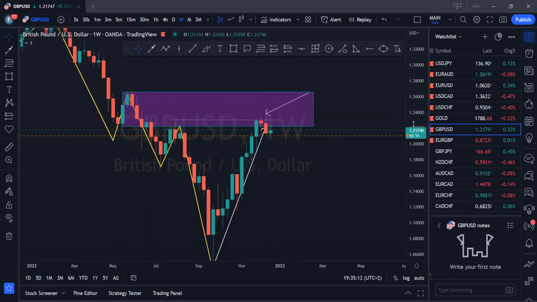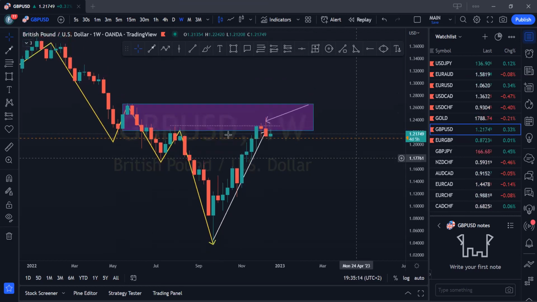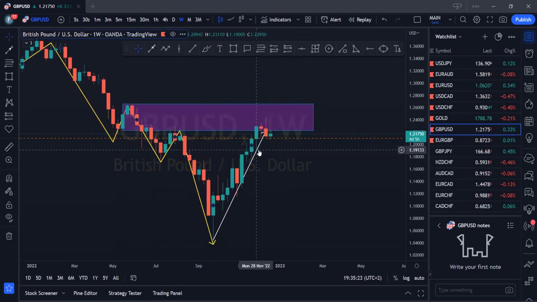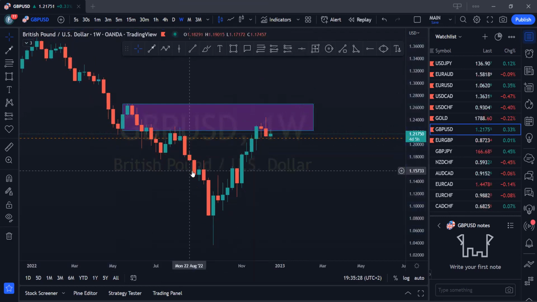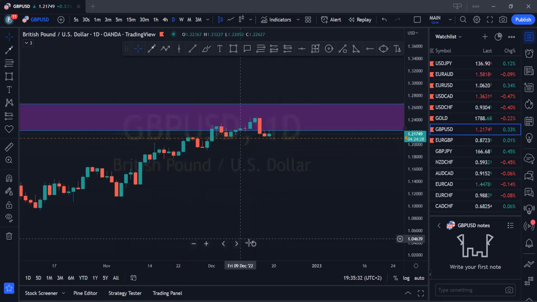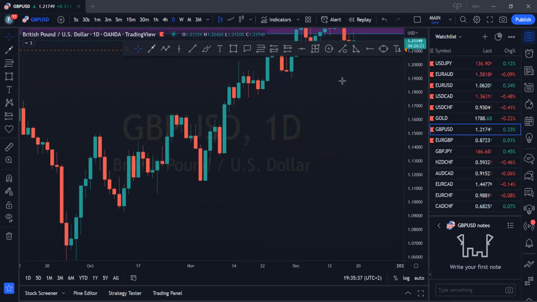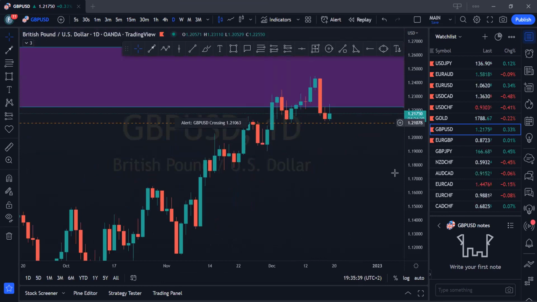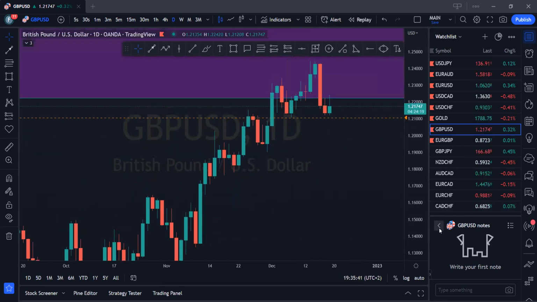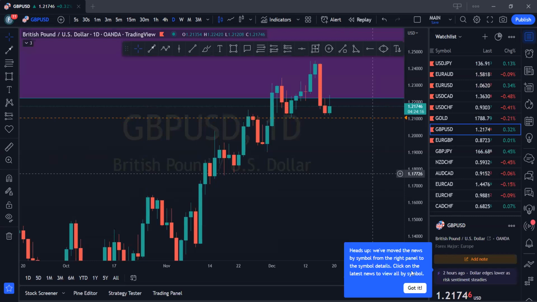So our bias for GBPUSD right now will be to look for opportunities to sell GBPUSD. So what do we do? We will go to lower time frame and wait for an opportunity to sell. So let's go to the daily chart. All right, so we are seeing a very similar structure on gold as well. Give me a second.